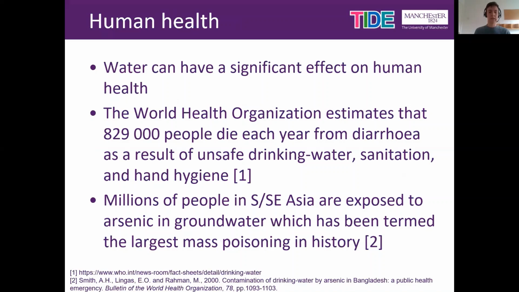Due to poor sanitation, hand hygiene, and unsafe drinking water, the World Health Organization estimates that 829,000 people die each year from diarrhea, whilst natural causes have led to the contamination of arsenic in groundwater in many aquifers in Southeast Asia. This has led to millions of people being exposed to negative health effects from the water they drink.